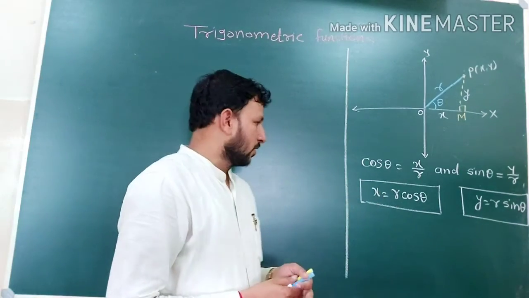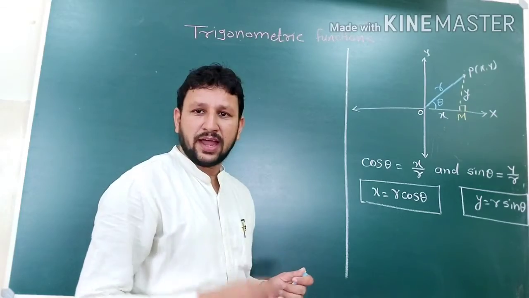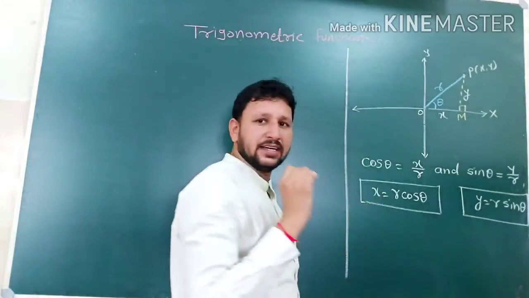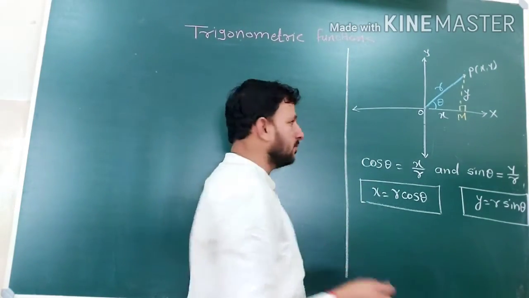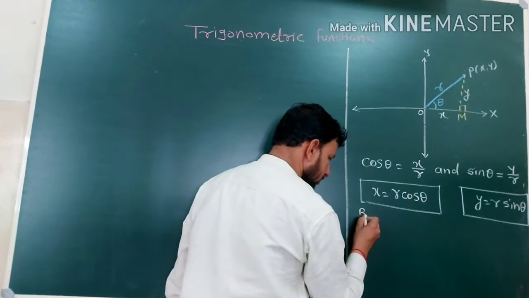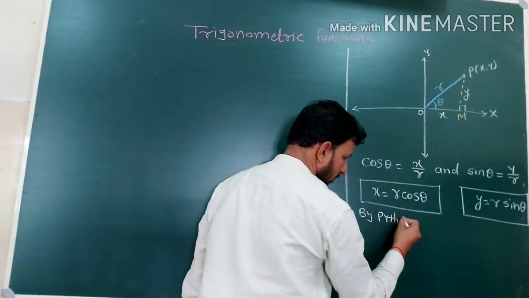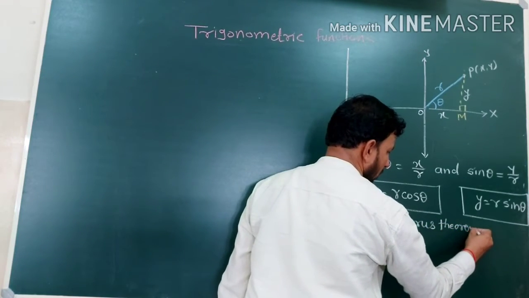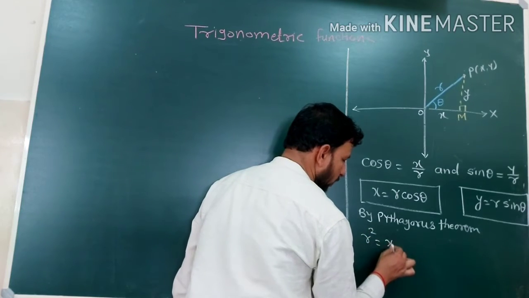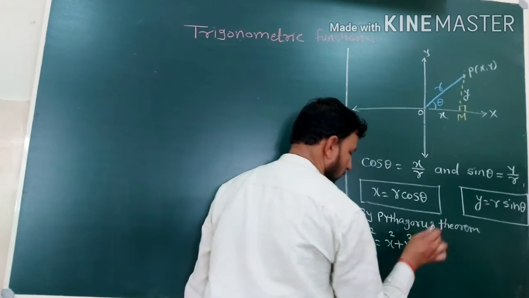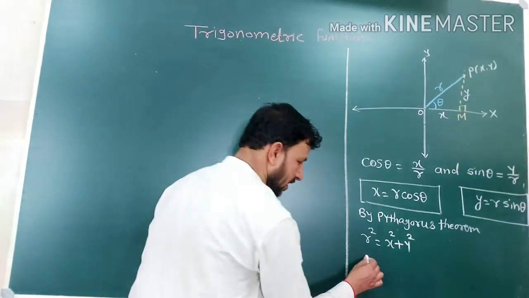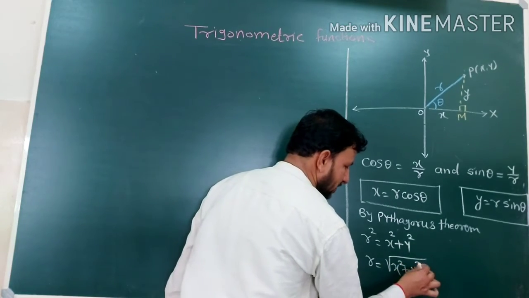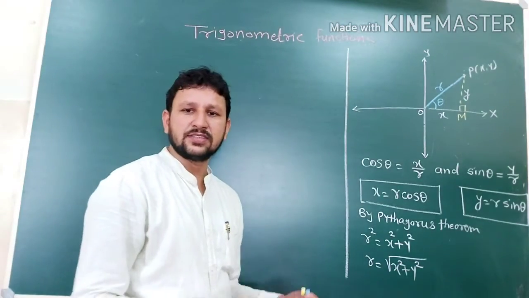Then we use one more trigonometric ratio and the Pythagoras theorem. Check here, the triangle OMP is a right angle triangle. By Pythagoras theorem, r square is equal to x square plus y square, sum of the square of other two sides. From this relation, r is equal to the under root of x square plus y square. Value for r is obtained.